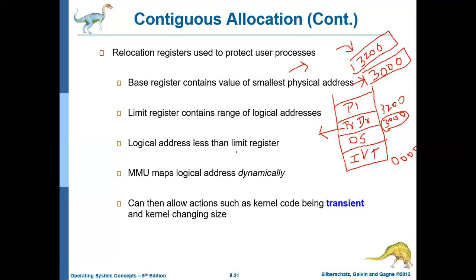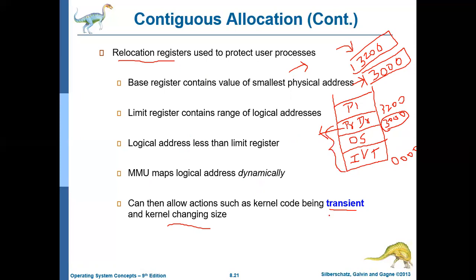So this base register is also called the relocation register. This feature of the relocation register allows the kernel, that is the operating system kernel, to include transient programs so that the kernel size can change dynamically. Okay, so operating system is nothing but the kernel. So with the availability of the relocation register, the kernel size can change dynamically if there are any transient programs.